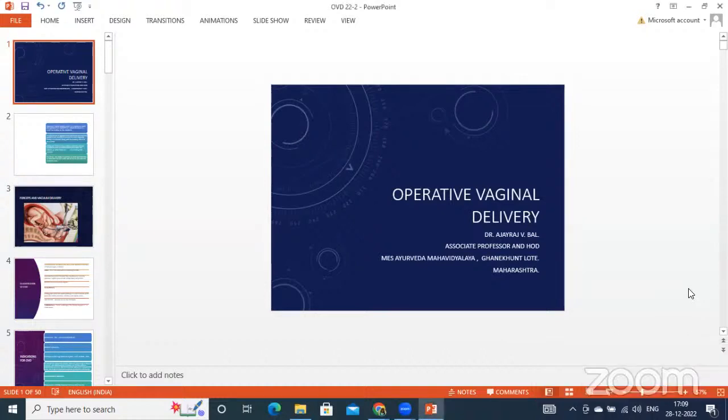Though it is not mentioned in the book also, giving fundal pressure in the second stage can also be called an operative vaginal delivery or an assisted technique for the vaginal delivery. Yeah, that is so, an assisted technique. You have completed. Let me ask you a question further.